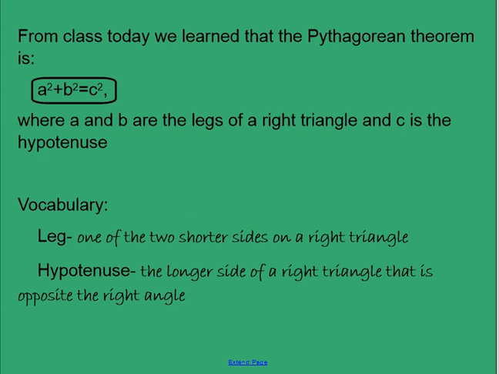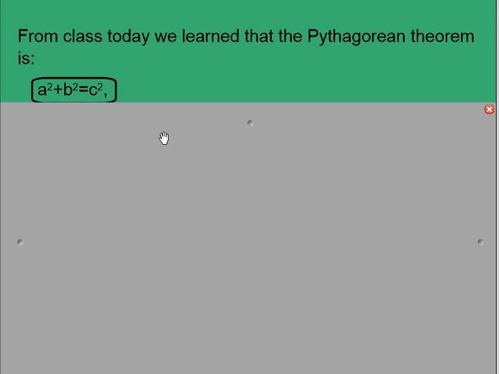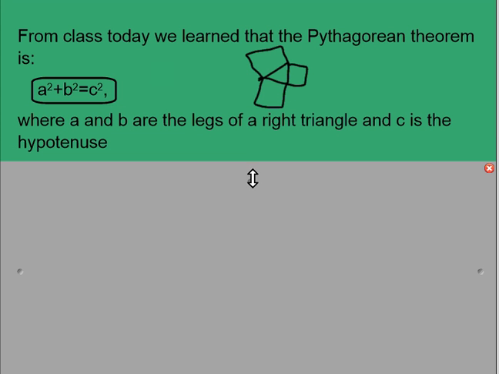From class today, we learned that the Pythagorean theorem is a squared plus b squared equals c squared. And we did that little thing where we took the triangle and made the squares on all the sides and saw that the square of the two smaller sides equals the square of the third longer side called the hypotenuse. So A and B are the legs of a right triangle. So here's a right triangle, kind of. And the two shorter sides are the legs of the right triangle. And C is the hypotenuse, the longer side. And the hypotenuse is always opposite the right angle.